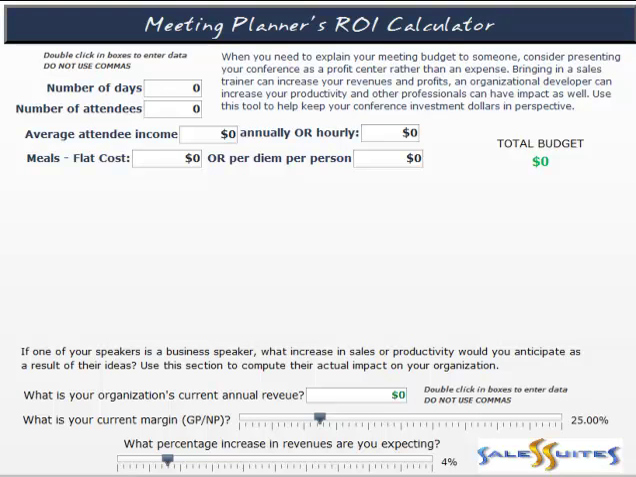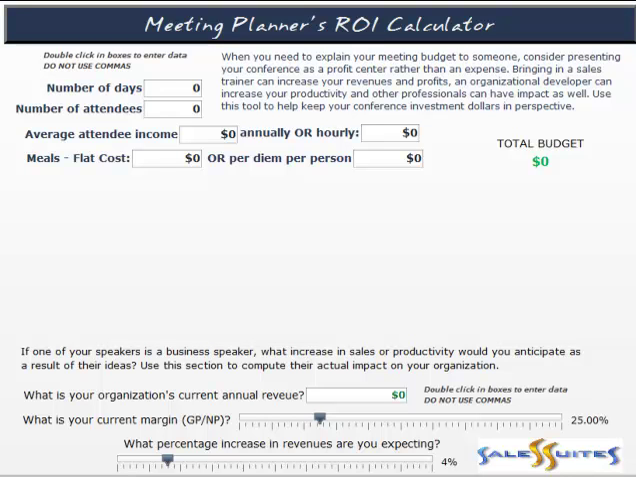The Meeting Planner's ROI Calculator is a tool that speakers and bureaus can use to help meeting planners better understand why it's important to increase their speaker budget. In fact, this tool can help the meeting planners show how their meeting can become a profit center rather than an expense center.